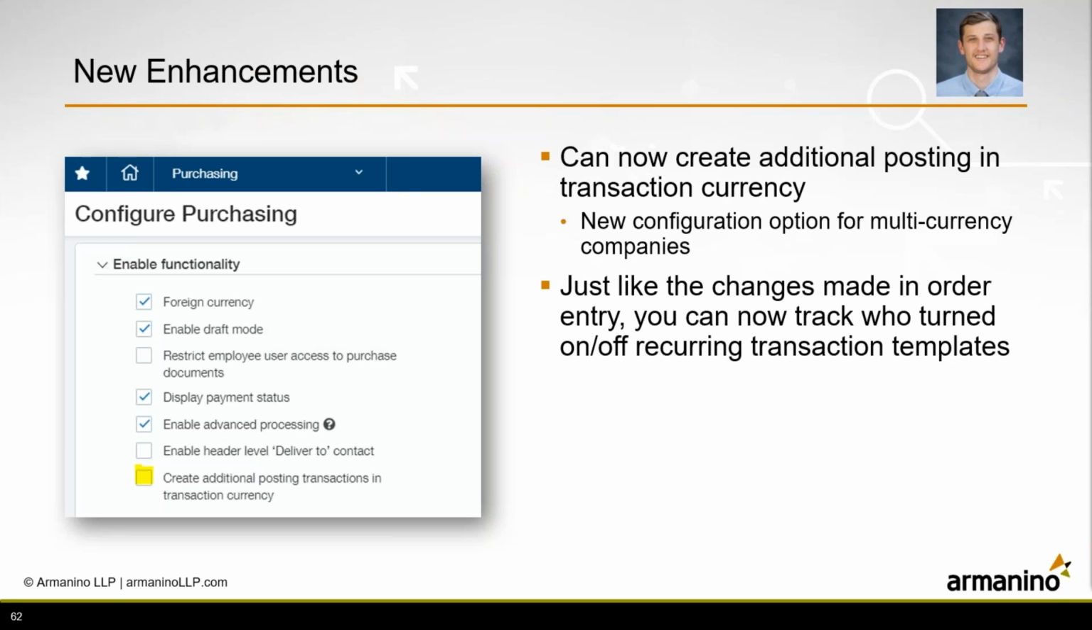And then just like I just mentioned in the order entry slides, purchasing also now has the enhanced functionality within the audit trail to track who turned on and off the recurring transaction template. So this was pushed to both purchasing and order entry, seeing as they both use these transaction templates.